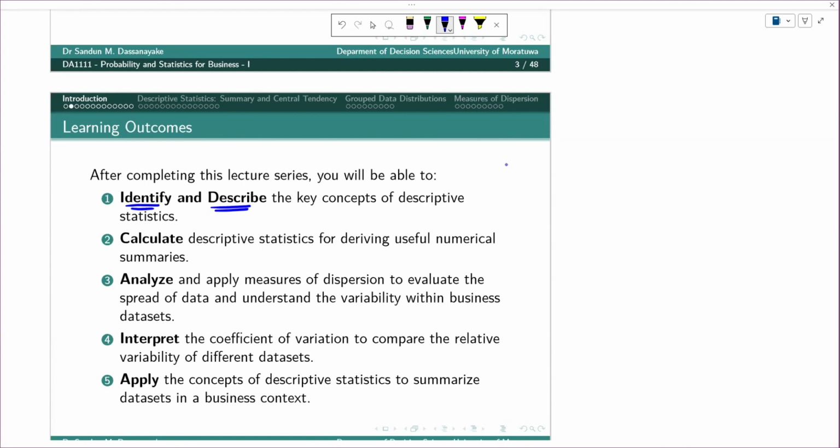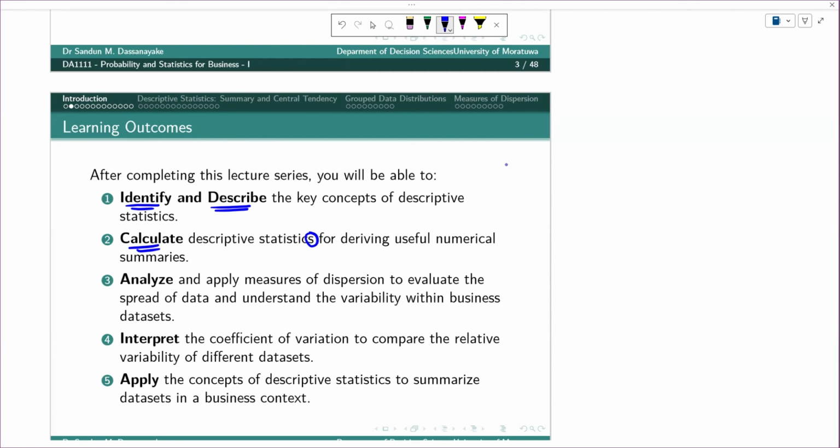The second learning outcome would be calculating descriptive statistics. Now, carefully observe that there is an S in this. There is a difference between statistic and statistics. We'll be learning how to calculate descriptive statistics for deriving useful numerical summaries.